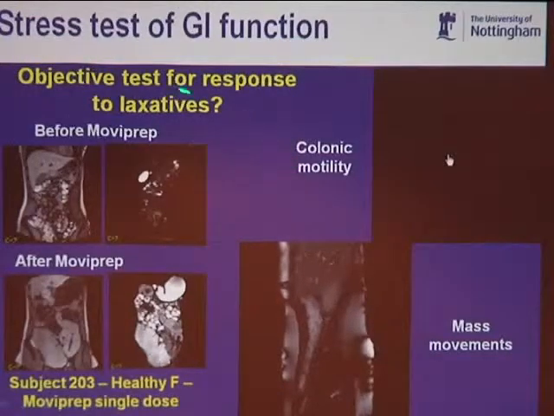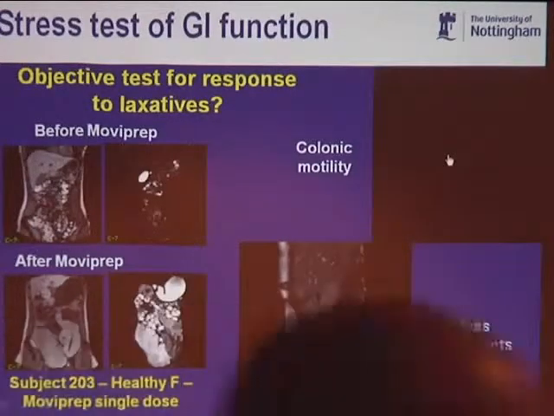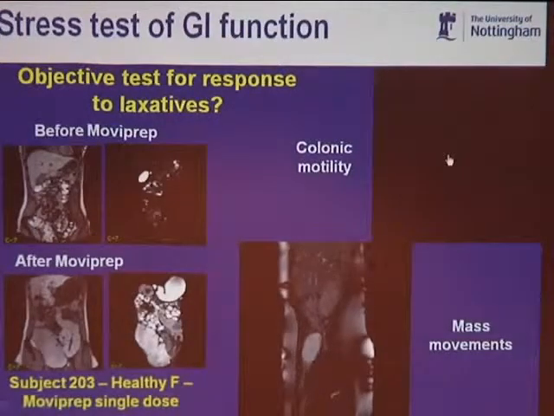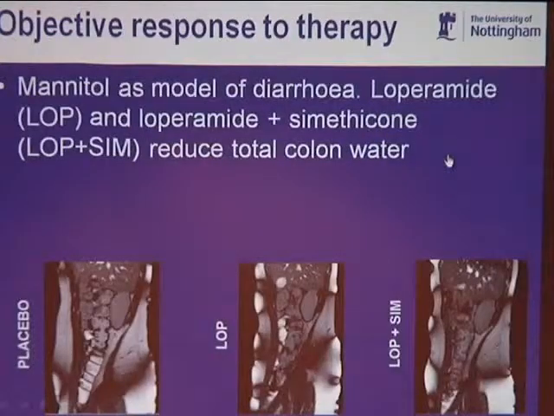So what we're trying to do is find an objective test for colonic function by giving movie prep, which is actually a bowel prep material, and using it as basically a stress test on colonic function. And this is colonic motility following movie prep, which makes it much easier to monitor because you can actually see it in real time.